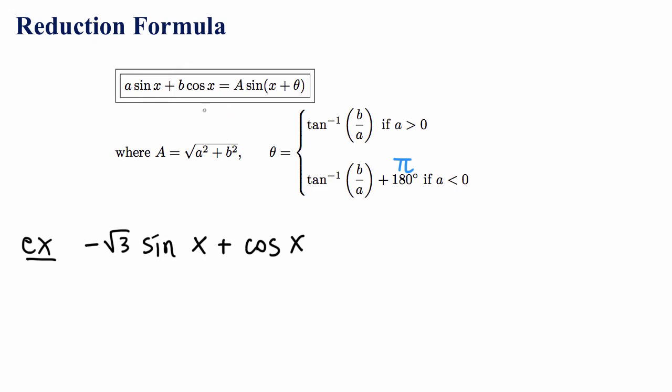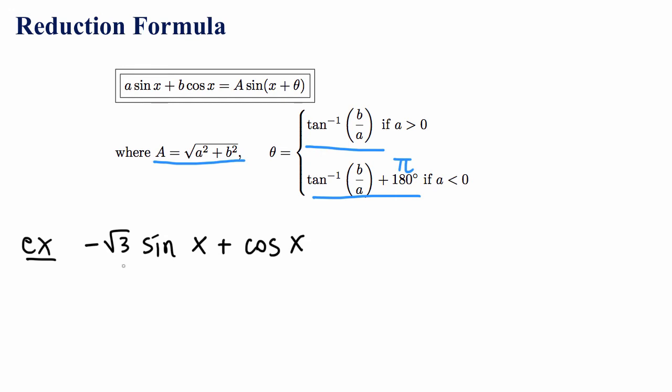So that's what this reduction formula is really saying. If we add up sine and cosine, we get a certain sine graph with a modified amplitude and phase shift. And the formulas down below tell you how to figure out the values of A and theta exactly.